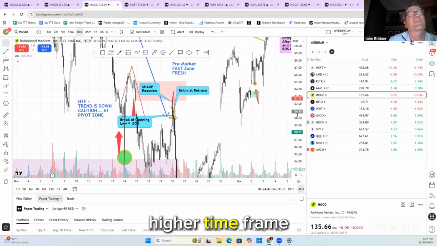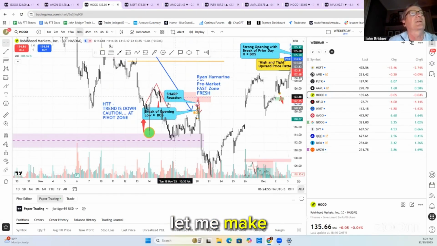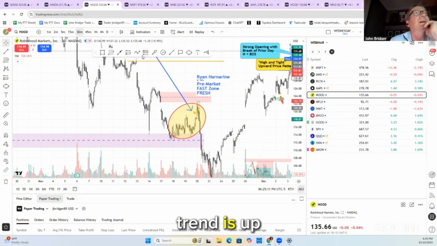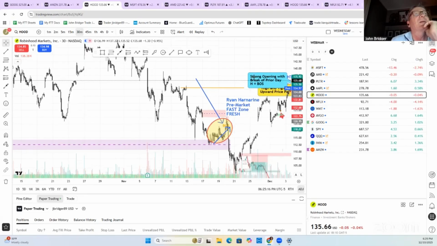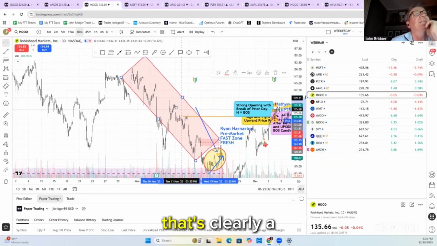This is where higher time frame is so important. Right. If I was looking at, let me just take some of the stuff off here for a second. I think we made our notes. So if I was looking at this, right, I say, wow, trend is up, right? From that perspective. But you really got to look at it from a longer perspective. If you look at it from here, right, that's clearly a downtrend.